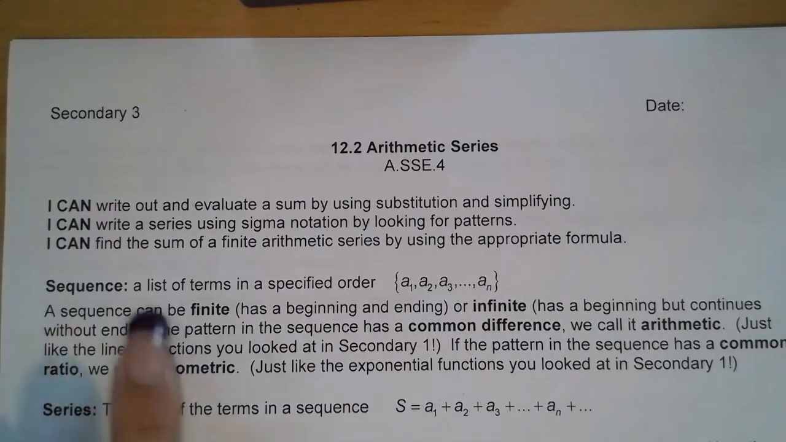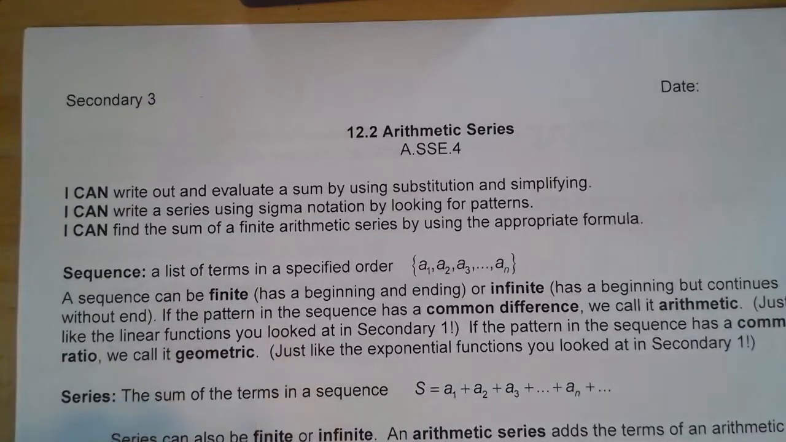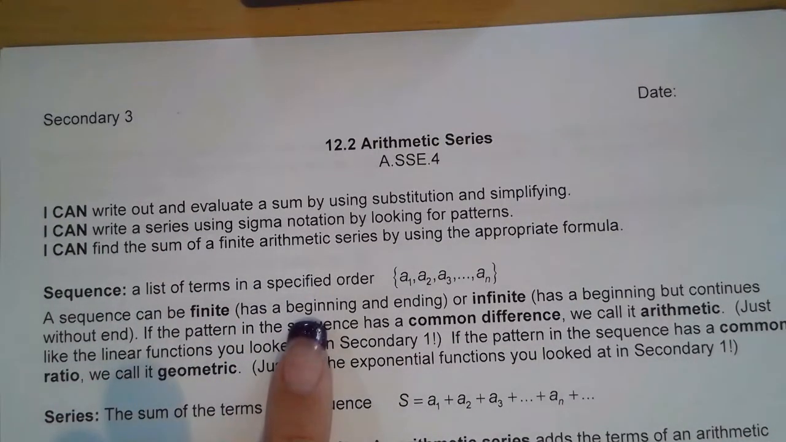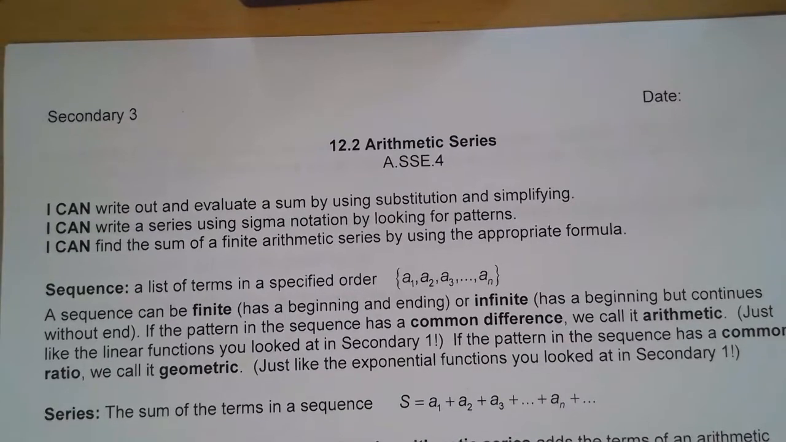A sequence is a list of terms in a specific order. A sequence can be finite, so it has a beginning and an end. Finite also means that you can count it. Infinite has a beginning, but it continues forever. If something continues forever, you can't count it.